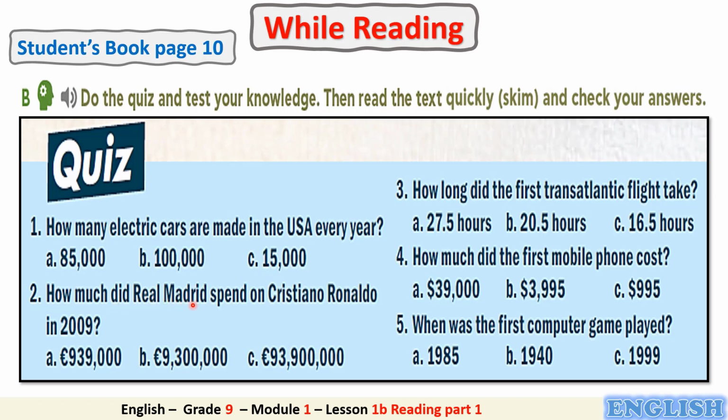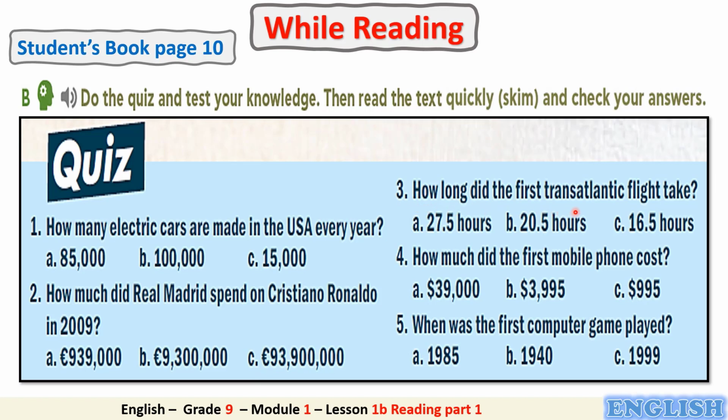How much did Real Madrid spend on Cristiano Ronaldo in 2009? A. 939,000 euros. B. 9,300,000 euros. And C. 93,900,000 euros. Question number 3.